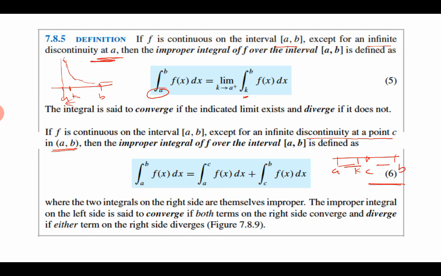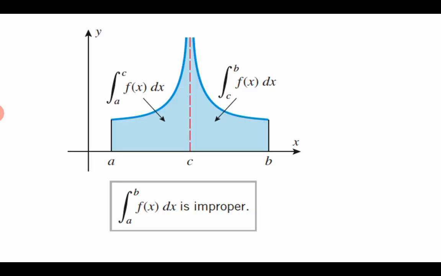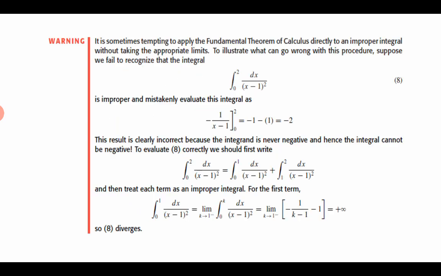We are going to use these theorems again. Now this is the case where there is a vertical asymptote, a discontinuity at c. The function has not been defined at c in between a and b, but you have to integrate from a to b where the function has a discontinuity at c. Fine.